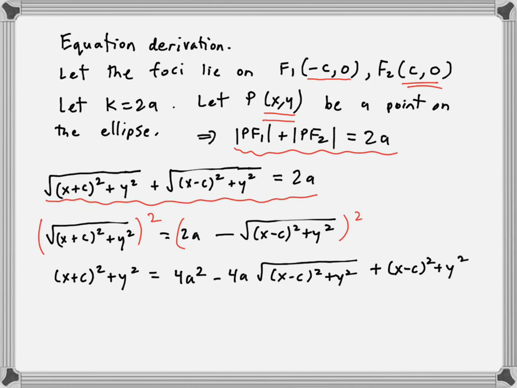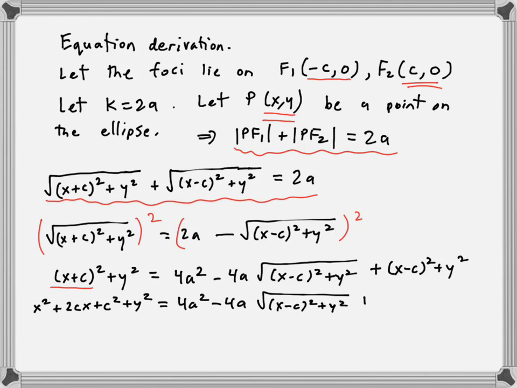So this is what I get. Okay. What I'm going to do now is square this out. So what does this become? This guy is going to become x squared plus 2cx plus c squared plus y squared. On the right I have 4a squared minus 4a times this radical. And then I have x squared minus 2cx plus c squared, and then plus y squared.